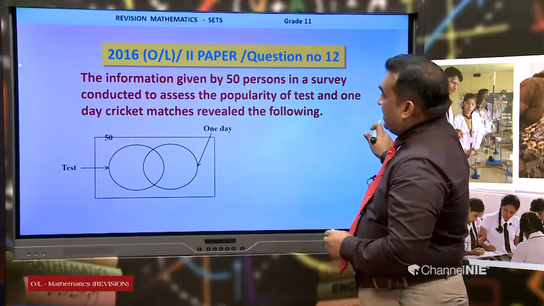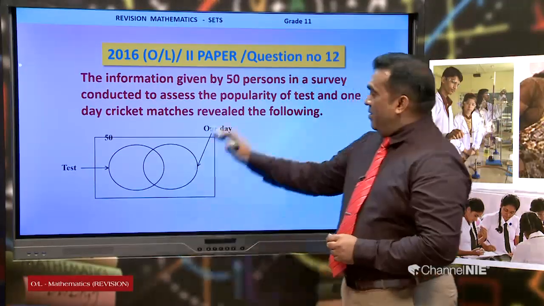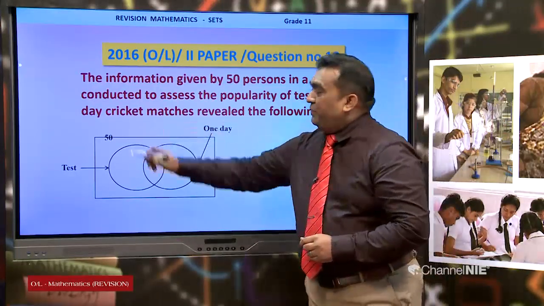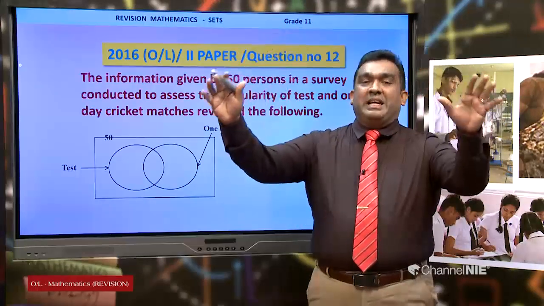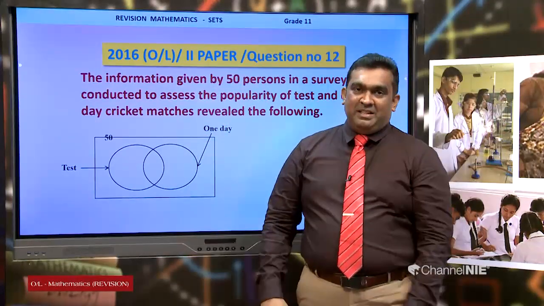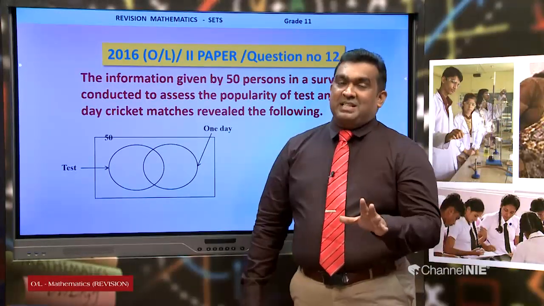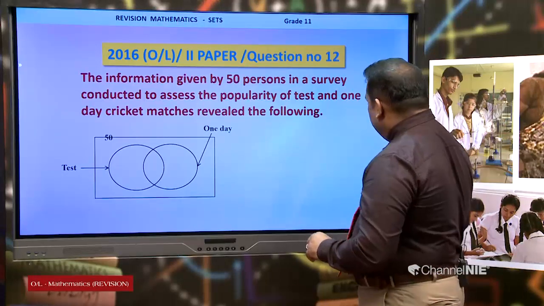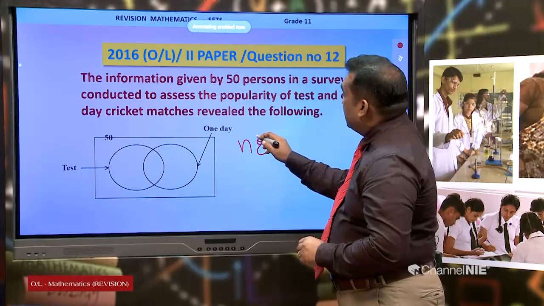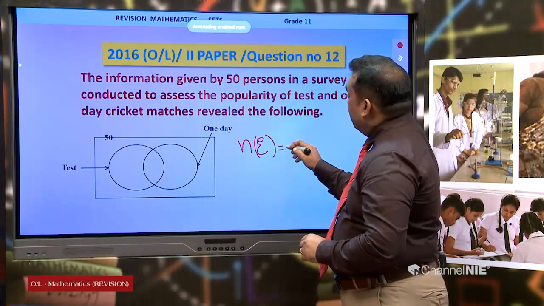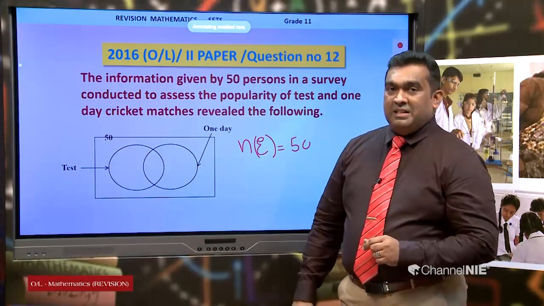Then test, one day, test matches, one day. Then what is 50? Number of elements of the large set, universal set, that is 50. Number of elements in the universal set. How to write this one? Number of elements in the universal set is 50, right?